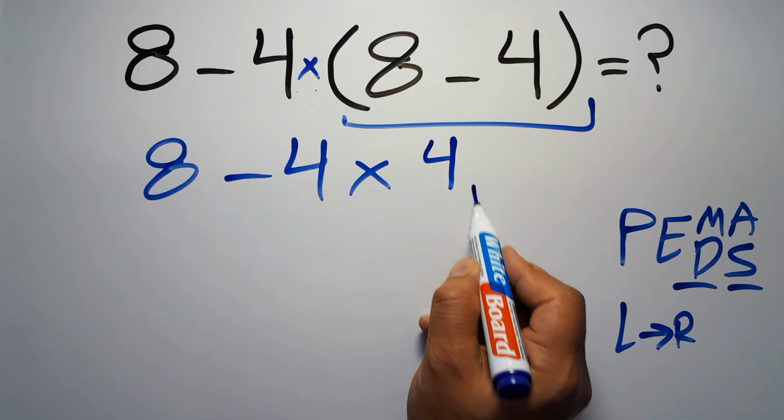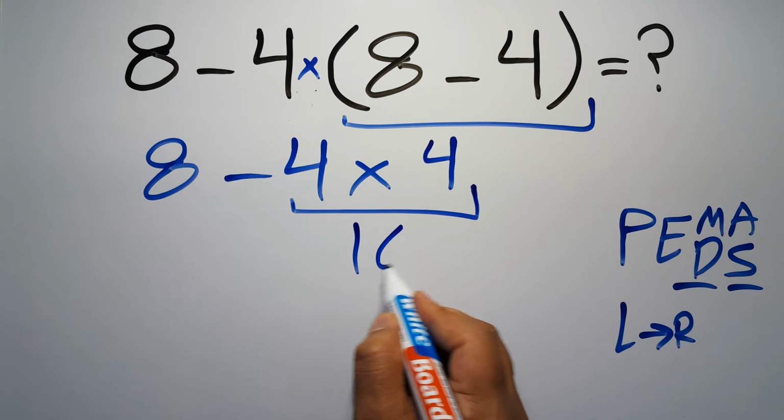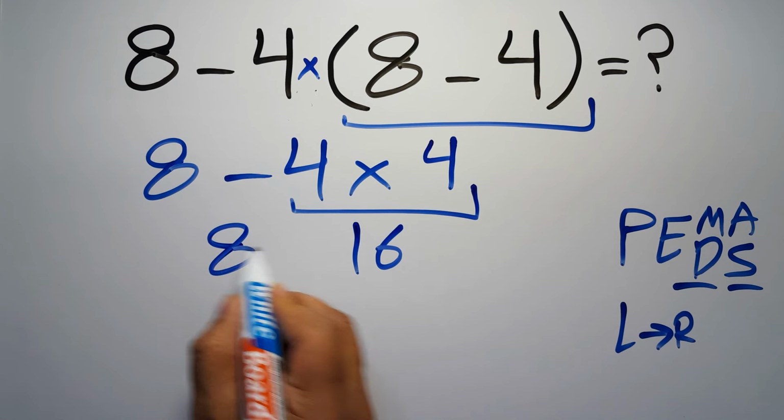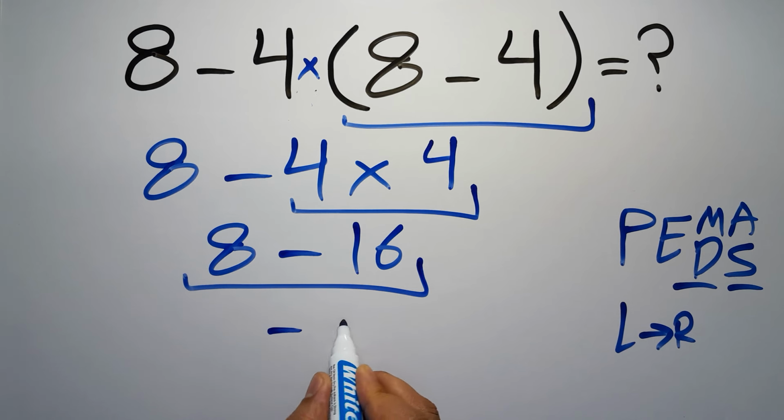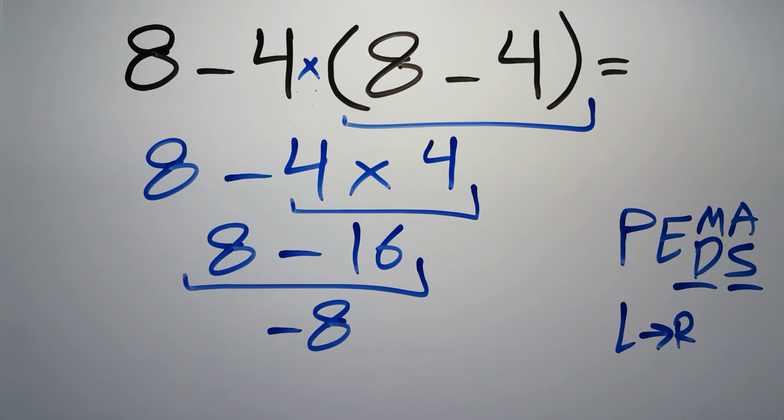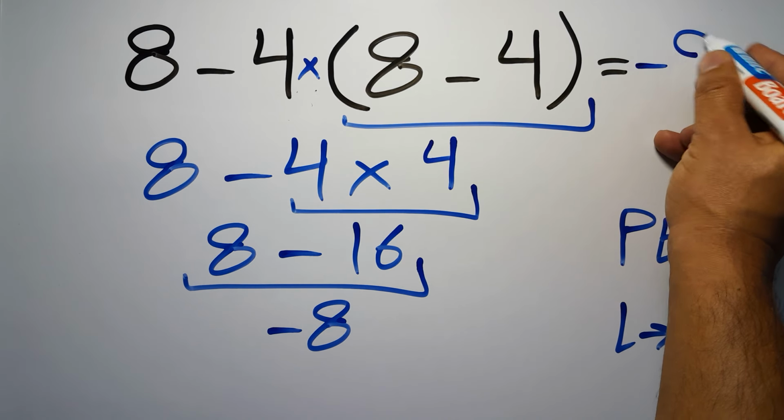4 times 4 is just 16. So 8 minus 16, which equals negative 8. And this is our final answer to this problem. The correct answer is negative 8.